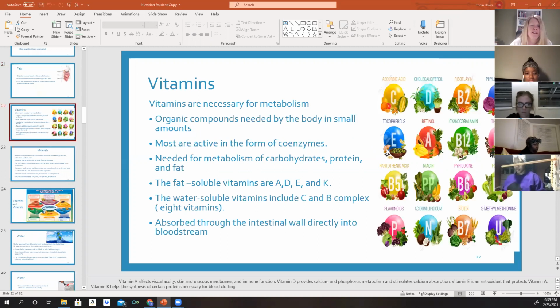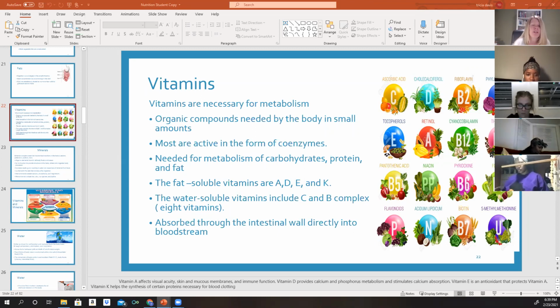All right, vitamins. So vitamins are necessary for metabolism. Organic compounds are needed by the body, but in very small amounts. Most of them are active in the form of what we call coenzymes. They are needed to metabolize carbohydrates, proteins, and fats. The fat-soluble vitamins are A, D, E, and K. And then the water-soluble vitamins are C and B. They're absorbed through the intestinal wall directly into our bloodstream.